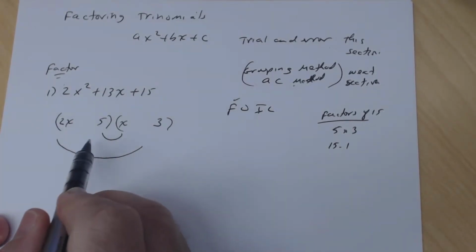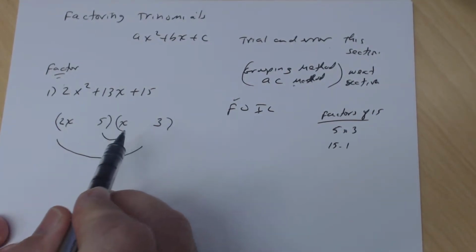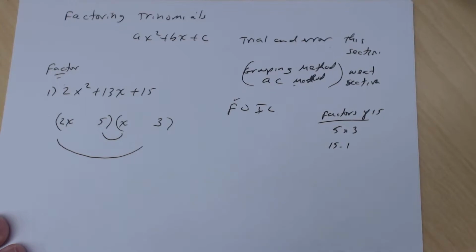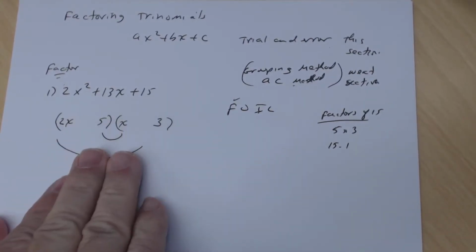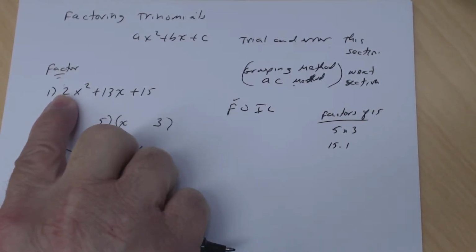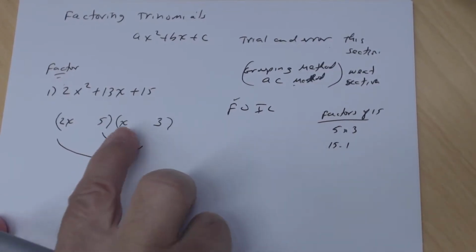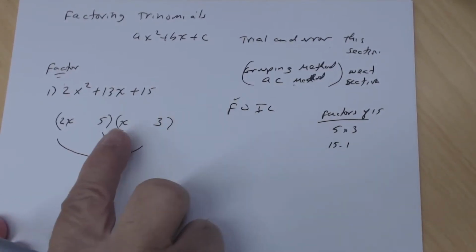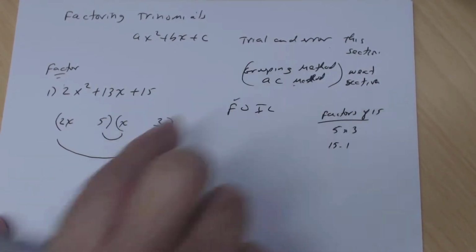Now remember, it does not matter right now where you put the 5 and 3. Remember in the last section when we did that little chart, once we found our sum and our product, it did not matter where you put each one. Well, here it will matter, because the coefficient is no longer 1. This coefficient is 2. So it is going to matter where you put the 5 and the 3. But just put them anywhere for right now. It's just trial and error.